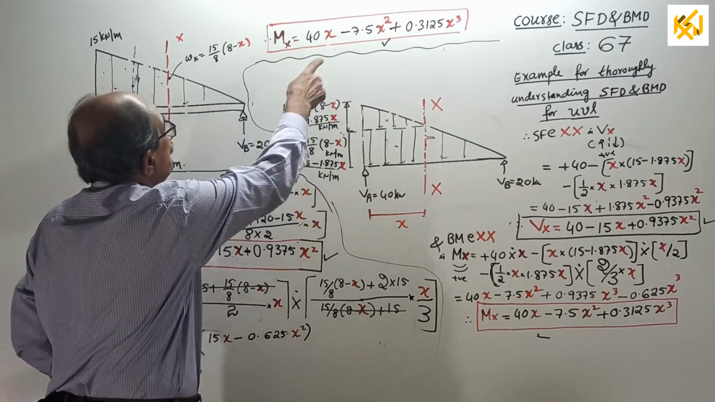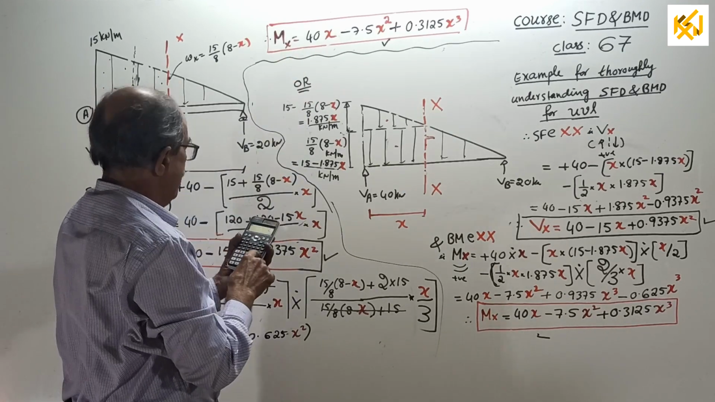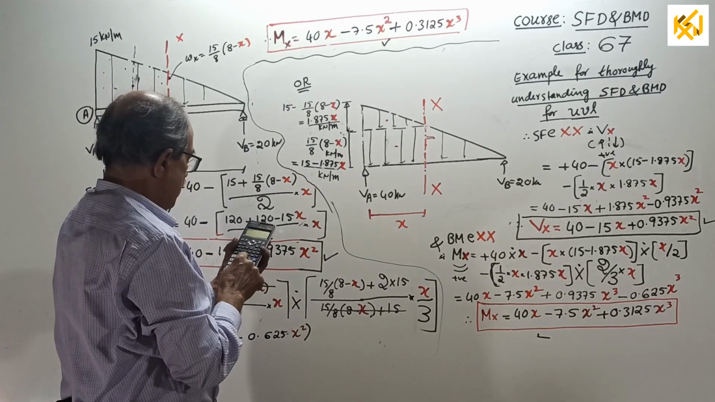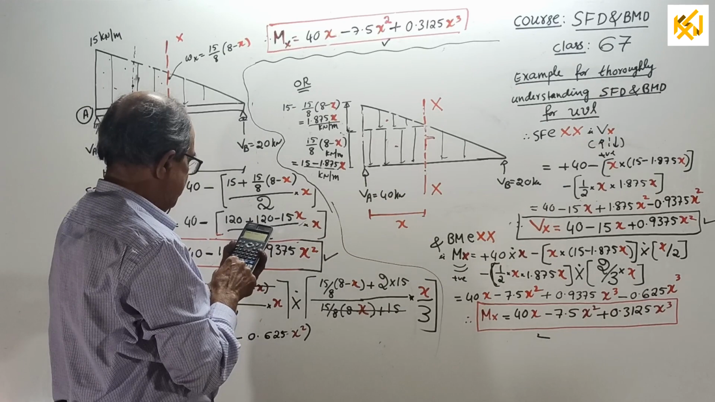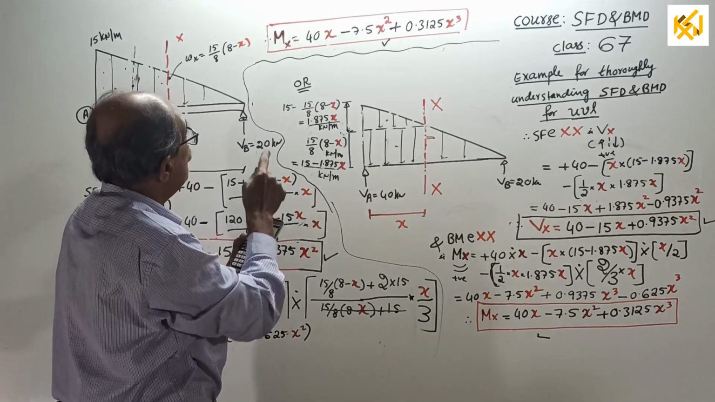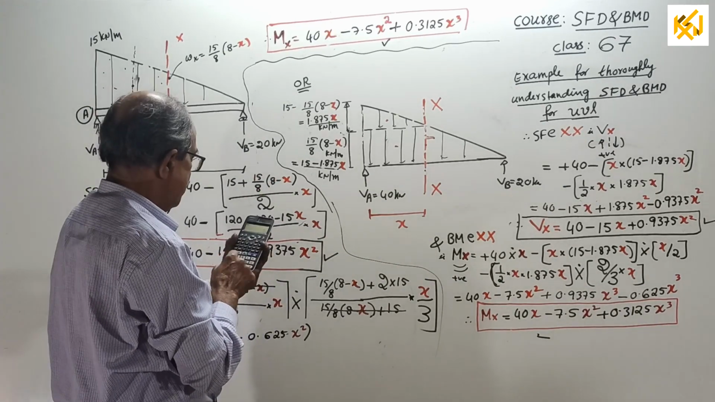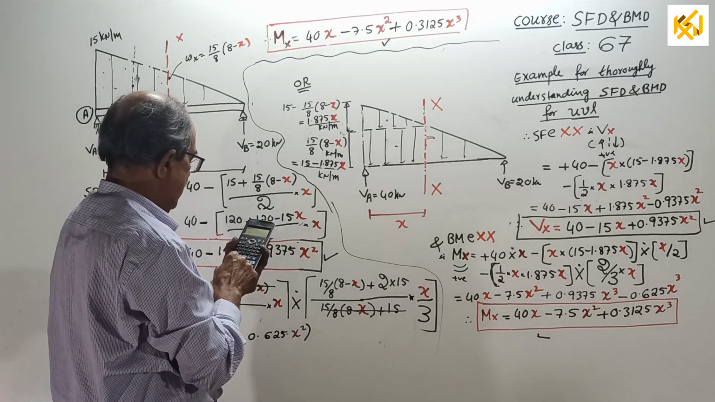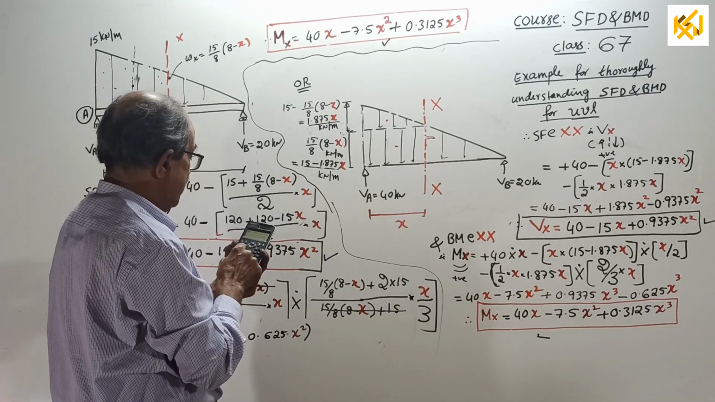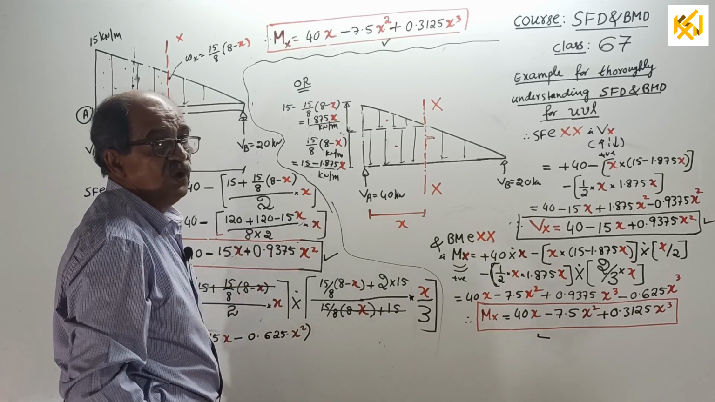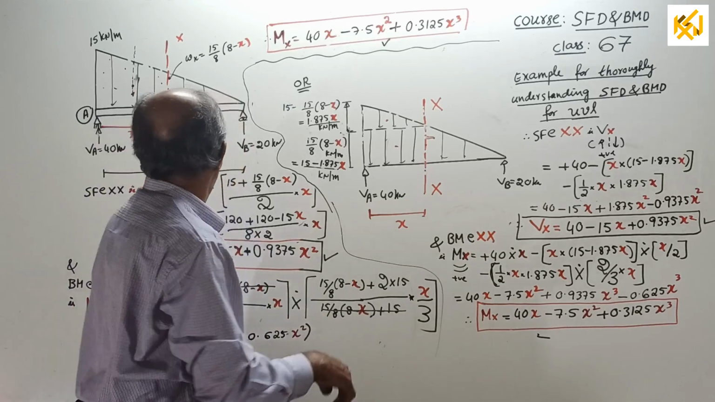And when I put x equal to 8 meter there, bending moment, 40 into 8 minus 7.5 into 8 square plus 0.3125 into 8 cube. Oh sorry, not 8 cube, it's 8 square. Okay, 40 into 8 minus 7.5 into 8 square plus 0.3125 into 8 cube. I got 0. I applied one more check.